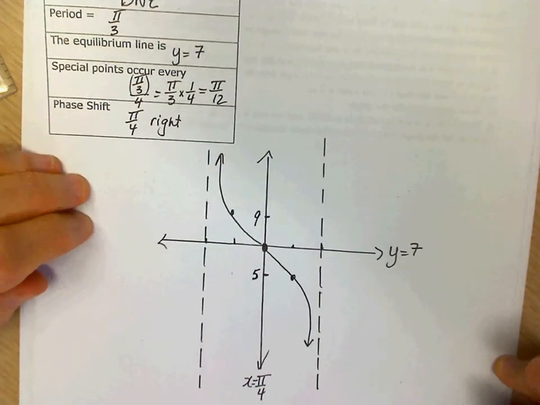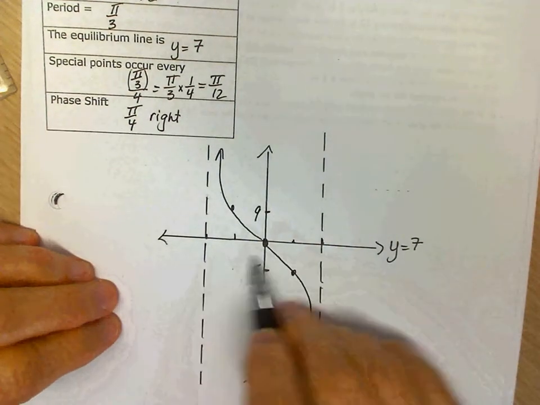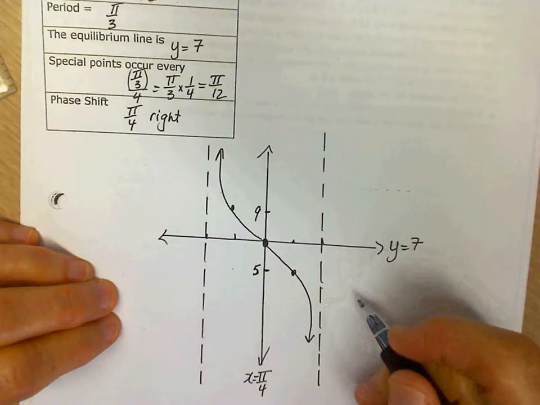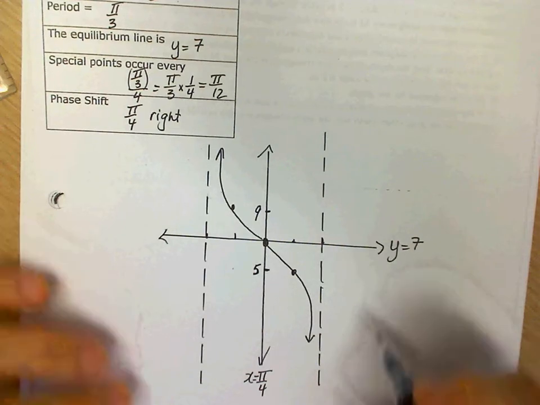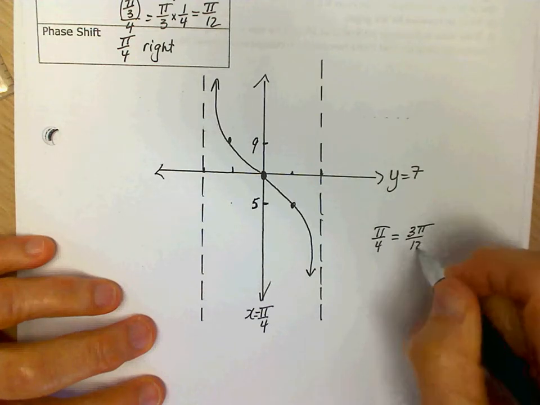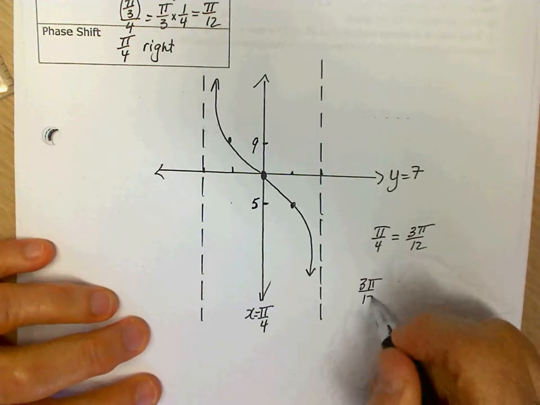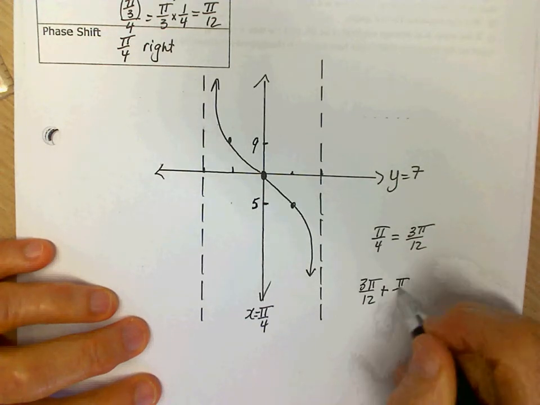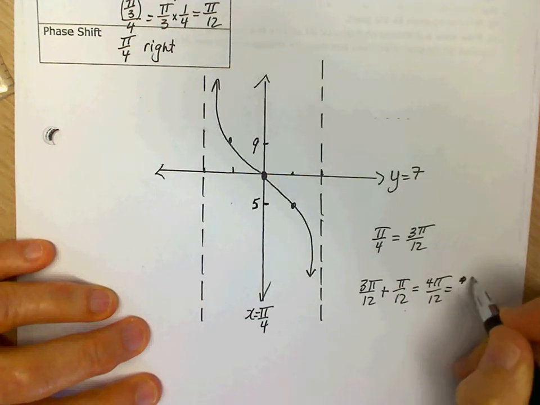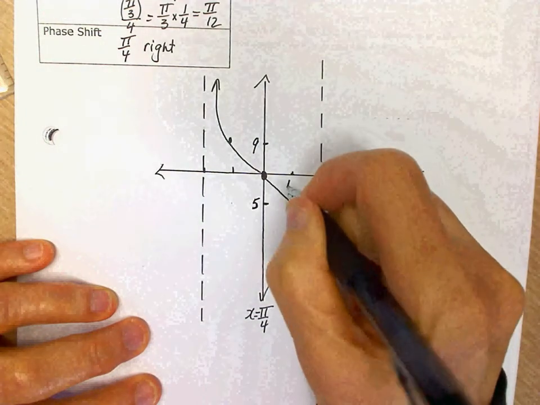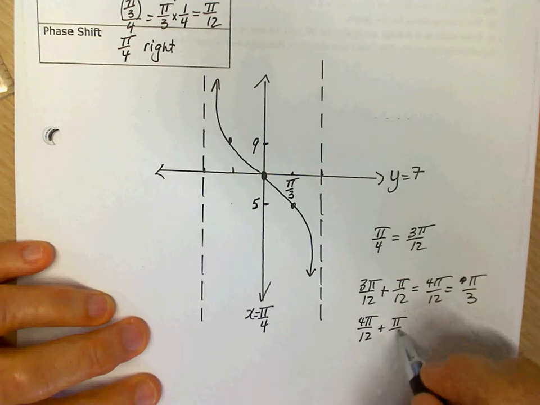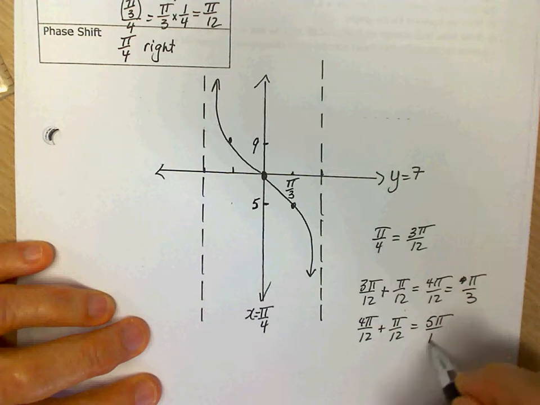So now what we have to do is get our key points along the y equals 7 line. So our special points occur every pi by 12. It starts at pi by 4. Do you agree that pi by 4 is just 3 pi by 12? Right? So 3 pi by 12 plus pi by 12 equals 4 pi by 12 equals pi by 3. So this is pi by 3. So 4 pi by 12 plus pi by 12 equals 5 pi by 12. So this is going to be 5 pi by 12.